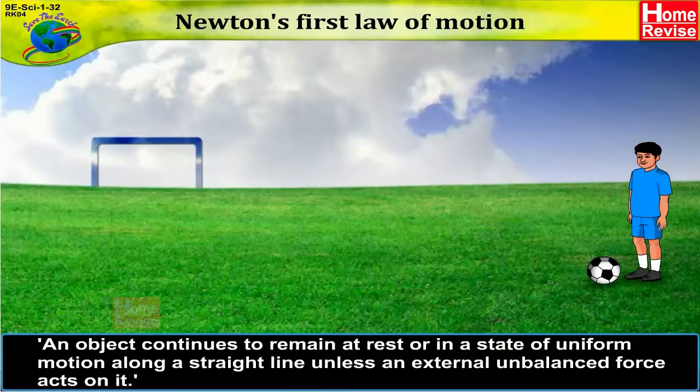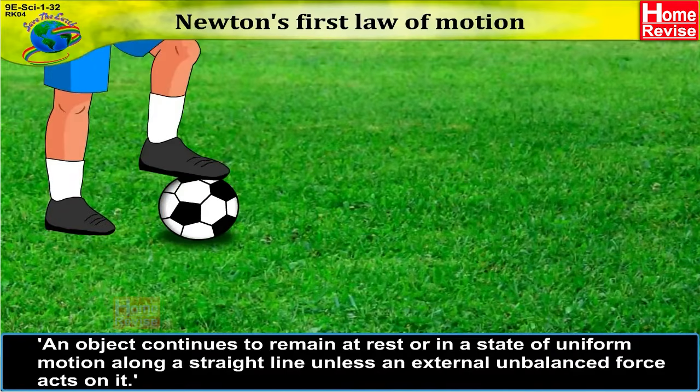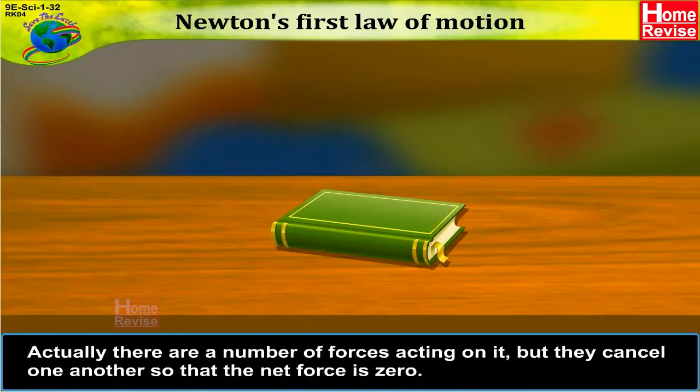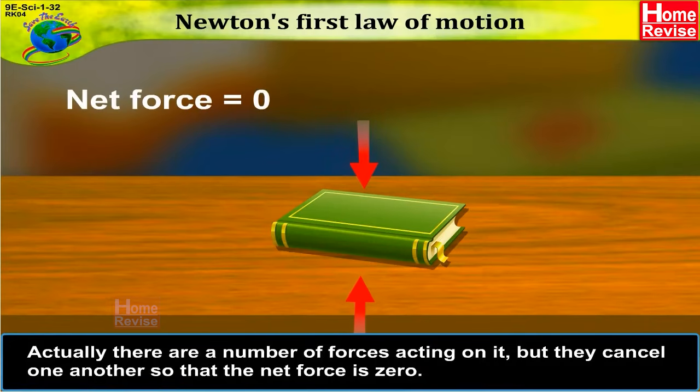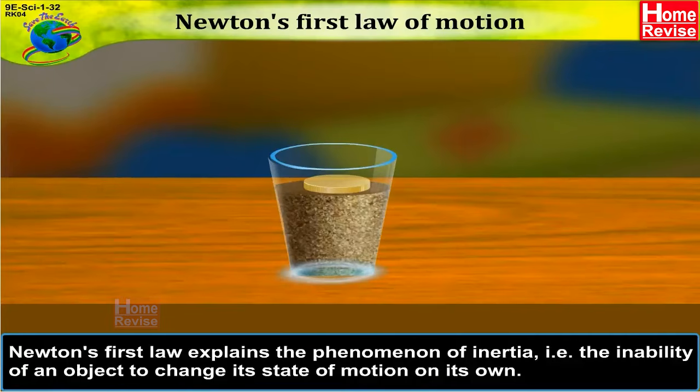An object continues to remain at rest or in a state of uniform motion along a straight line unless an external unbalanced force acts on it. When an object is at rest or in uniform motion along a straight line, it does not mean that no force is acting on it. Actually, there are a number of forces acting on it, but they cancel one another so that the net force is zero. Newton's first law explains the phenomenon of inertia.